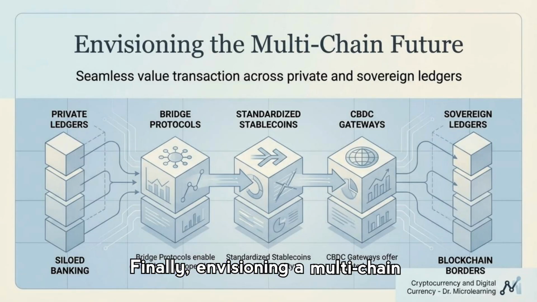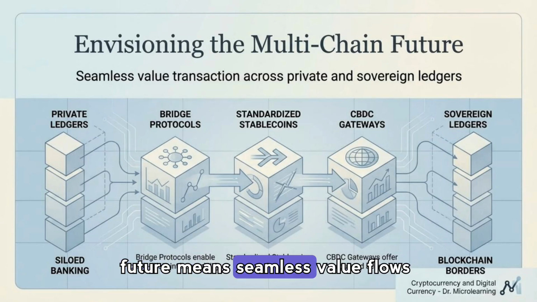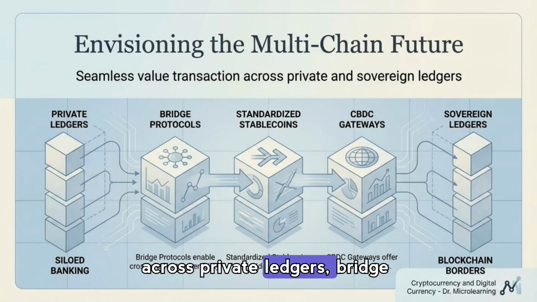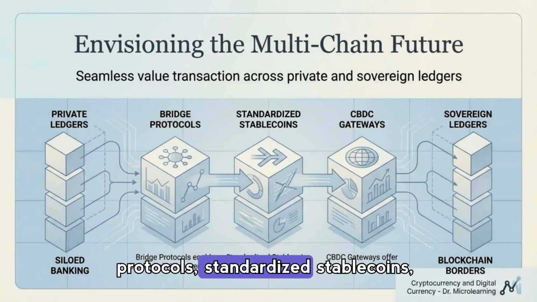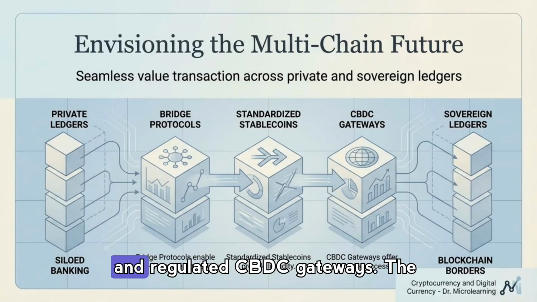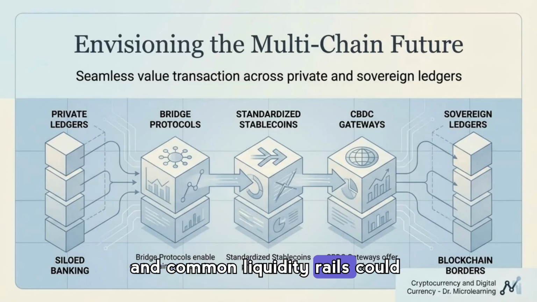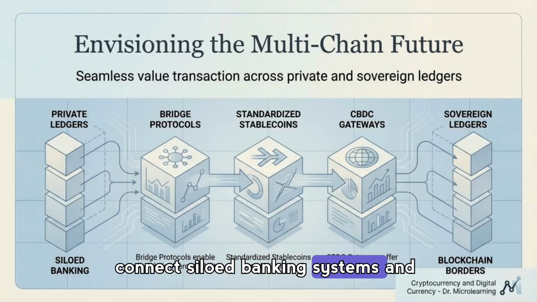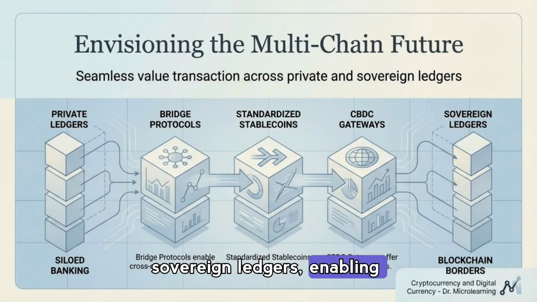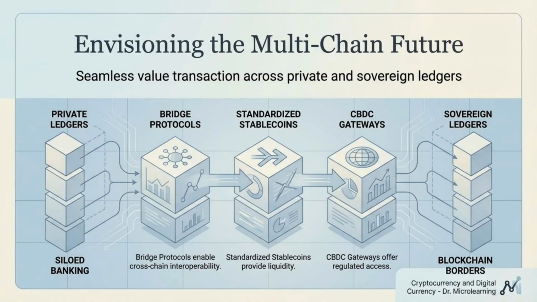Finally, envisioning a multi-chain future means seamless value flows across private ledgers, bridge protocols, standardized stablecoins, and regulated CBDC gateways. The graphic shows how interoperability and common liquidity rails could connect siloed banking systems and sovereign ledgers, enabling regulated cross-chain transactions while preserving each domain's policy controls.